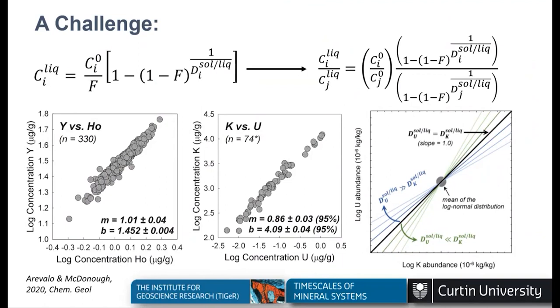Yeah, you can actually prove that they should show these perfect linear arrays in log space. They're not always going to equal slopes of 1. If they do equal a slope of 1, it means those elements are behaving perfectly the same, and essentially their D values are identical. But as the slope changes, it tells you that D values aren't the same, and you're getting some fractionation between those elements. So here, yttrium and holmium have a slope of basically 1, so you can infer that the partition coefficient is identical, whereas potassium and thorium have a slope that's less than 1. So it tells you that uranium's probably slightly more incompatible than potassium.